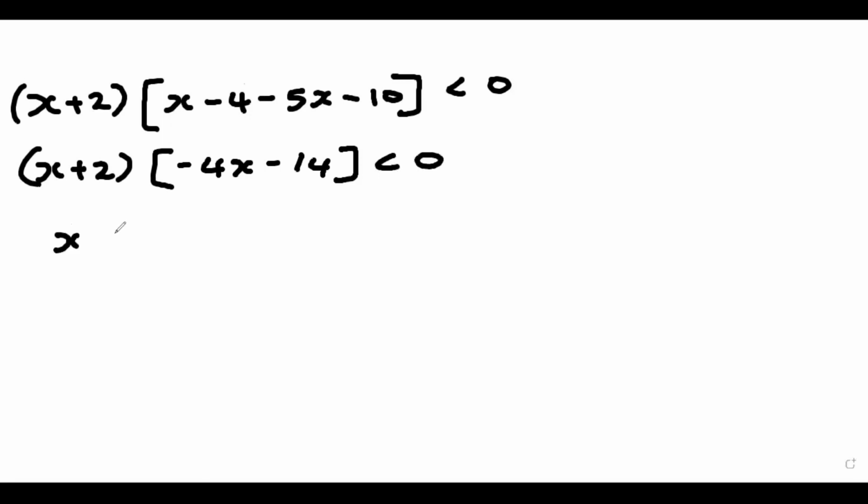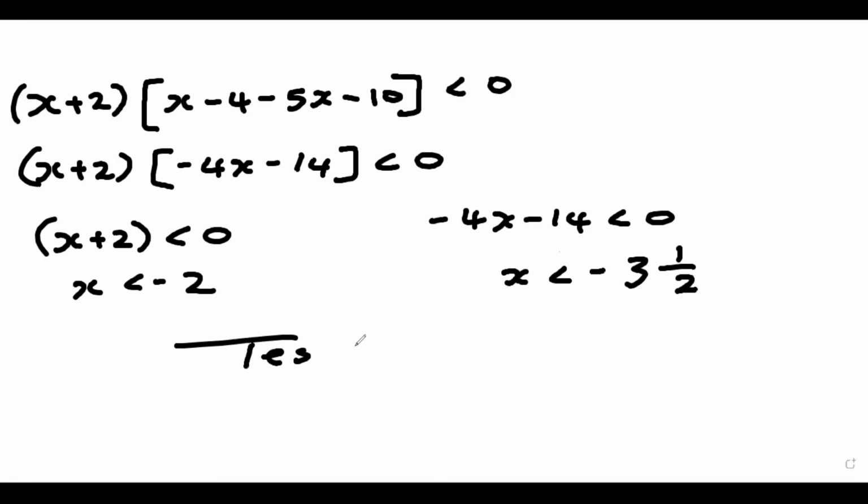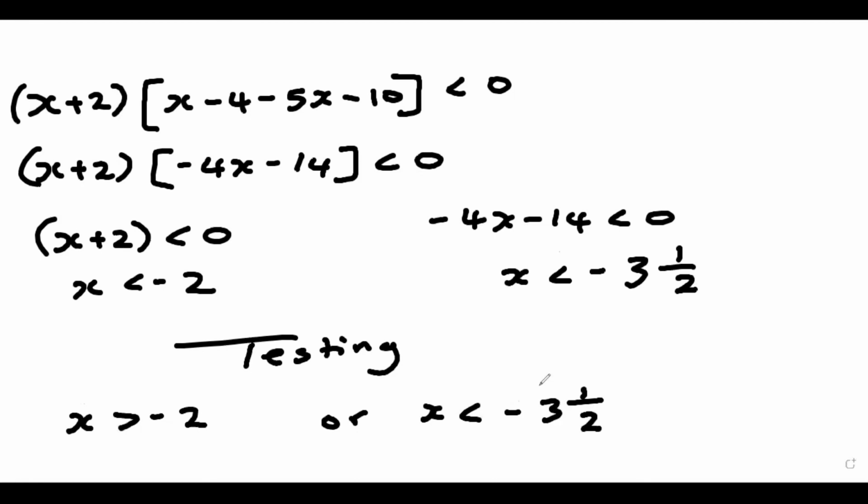So you'd have x plus 2 less than 0, and you'd have minus 4x minus 14 less than 0. So here x would be less than minus 2, and x would be less than negative 3.5. When you do your testing, you can try the values, and what you'd end up with is x is greater than minus 2 or x is less than negative 3.5. So that's for the first part.